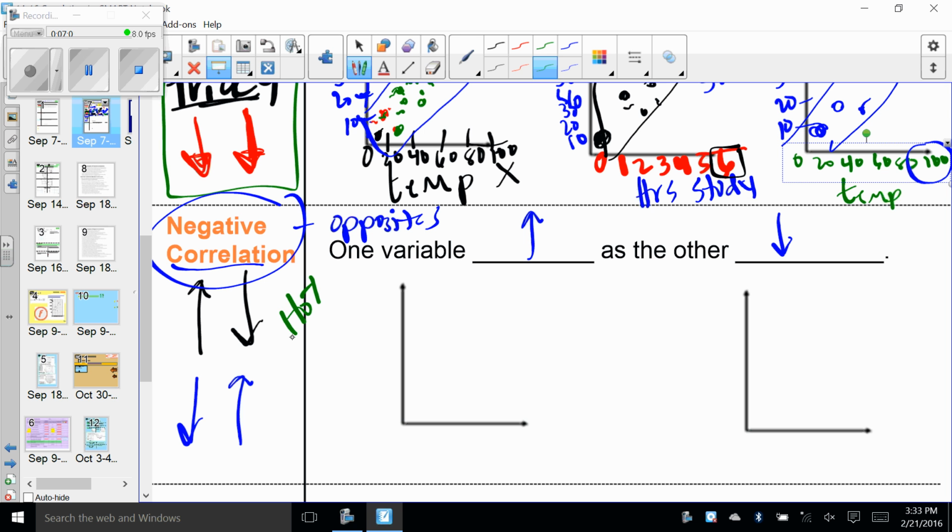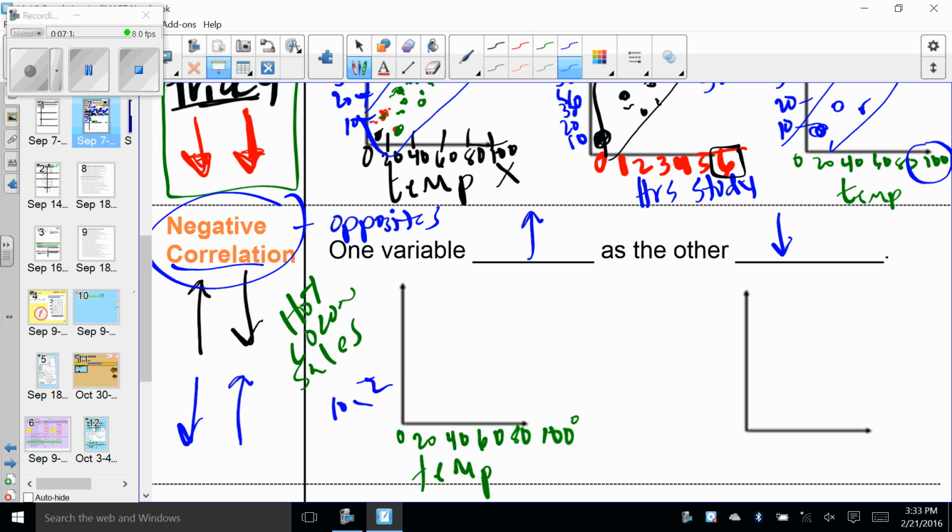Hot cocoa sales. And the other thing would be our temperature outside. So our temperature outside, we'd say 0, 20, 40, 60, 80, and 100 degrees temperature. Hot cocoa sales, though, so we would say 10, 20.